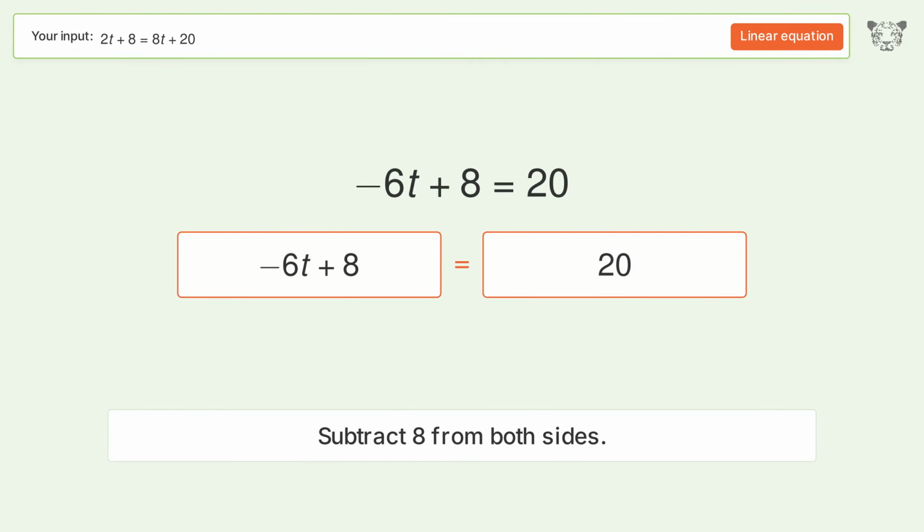The plus 8 keeps 6 times t from standing alone. Subtract 8 from both sides to remove it. That gives negative 6 times t equals 12.